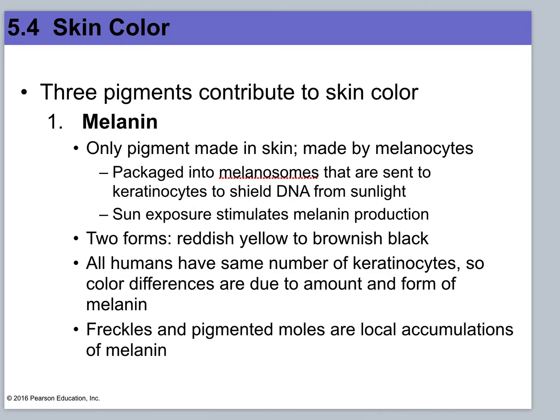Sun exposure stimulates the melanin production. There's two forms of melanin. There's yellow to reddish yellow, and brownish black. All humans have the same number of melanocytes, but the color differences are due to the amount and form of melanin. Freckles and moles are basically accumulations of melanin in local focal areas.